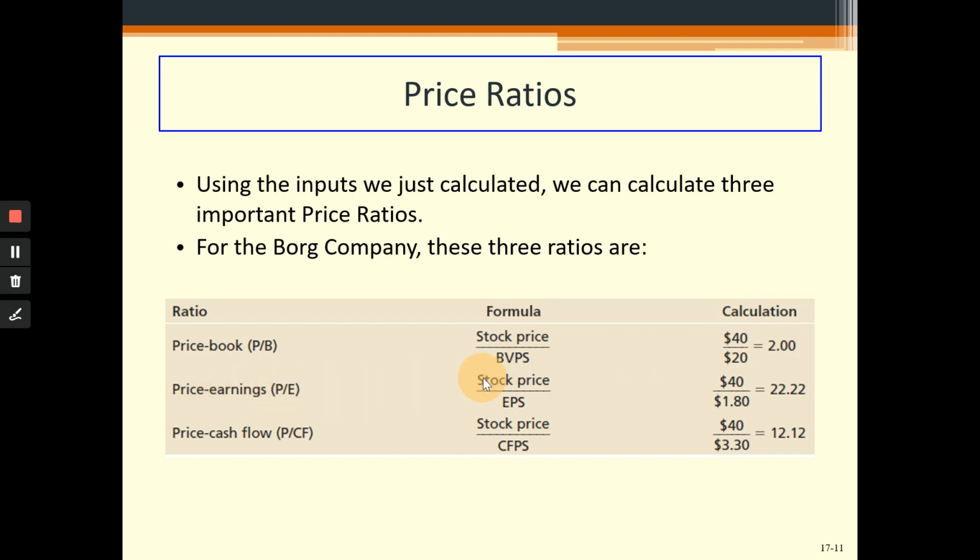Then you have the price to earnings ratio, which is 40 divided by earnings per share 1.8, which is 22.22. And the price to cash flow is 40 divided by 3.3, which is 12.12. And if you recall, in one of my videos, I told you the interpretation of the PE ratio: for each dollar generated by the company's share, the investors are willing to pay $22.22 for this stock. So this is the interpretation of the PE ratio.